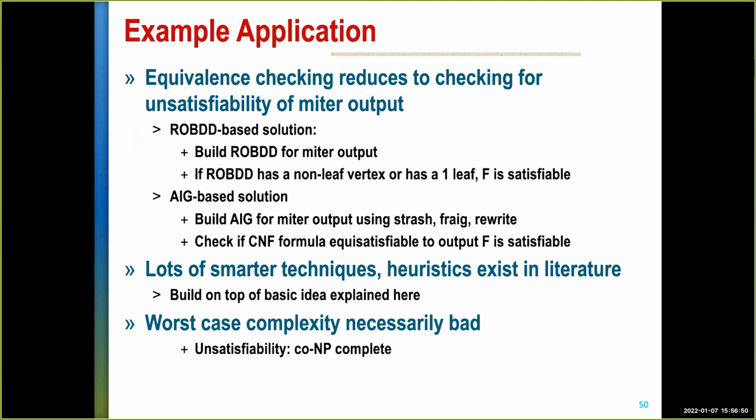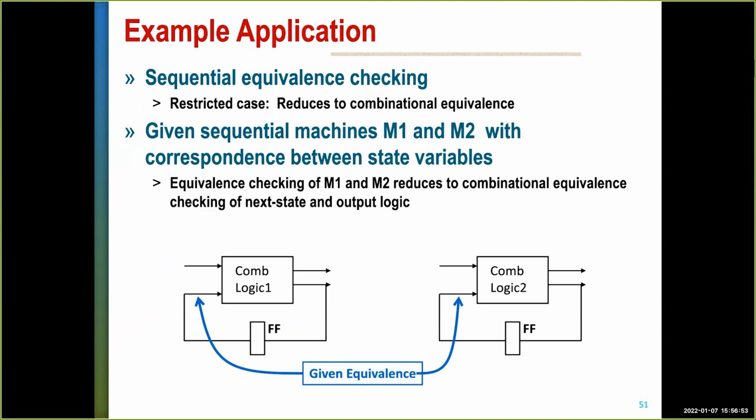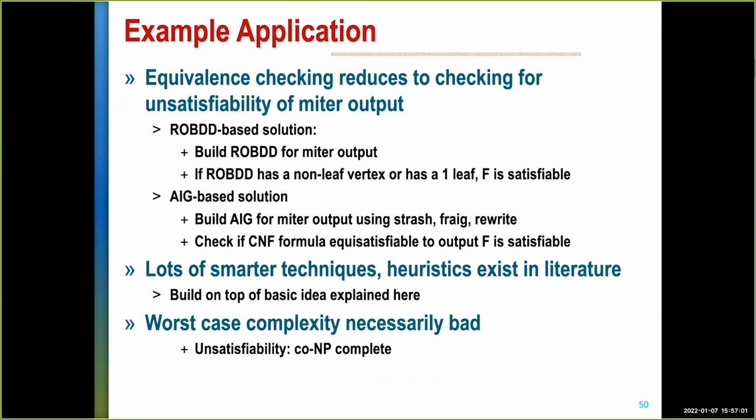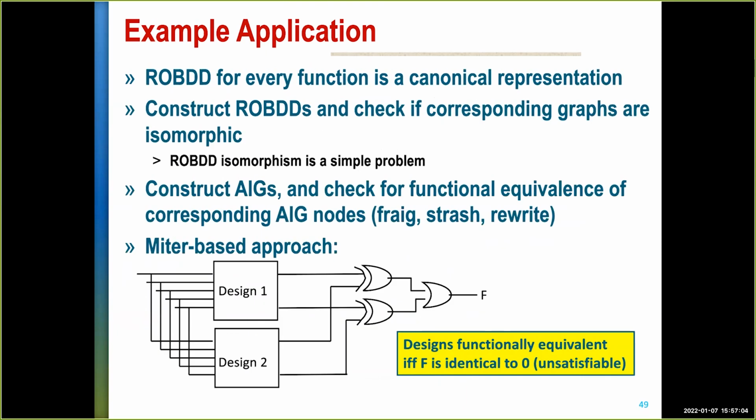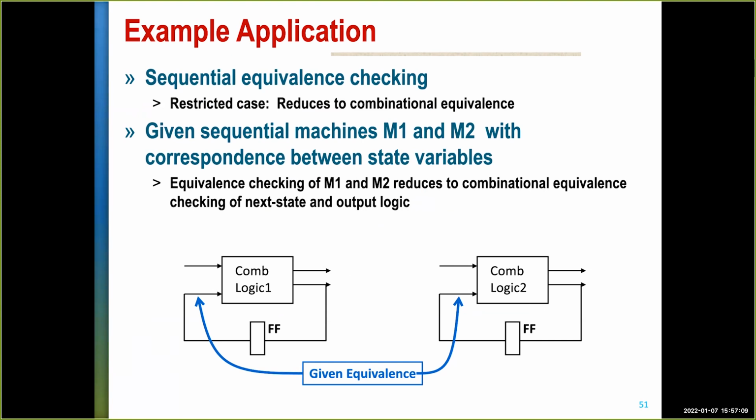And there's no escaping the hardness of that problem. Okay. Now, at a very high level, if you agree with that as combinational equivalence checking, there's a very simple extension of that to what is called sequential equivalence checking. So in sequential equivalence checking, we are given two finite state machines, two sequential machines, and in the simplest case, we are also given the correspondence between their state variables, and we want to know whether these two sequential machines are equivalent, in the sense that they have the same sequential behavior.